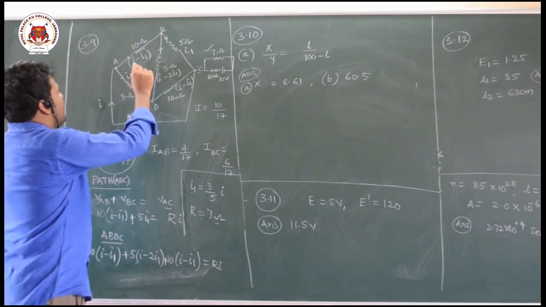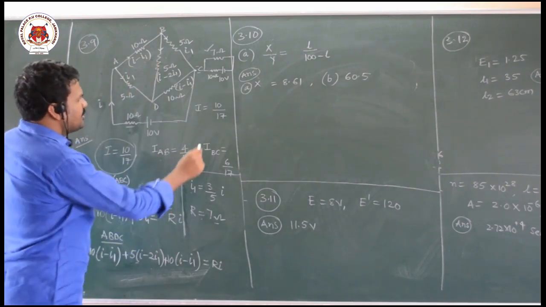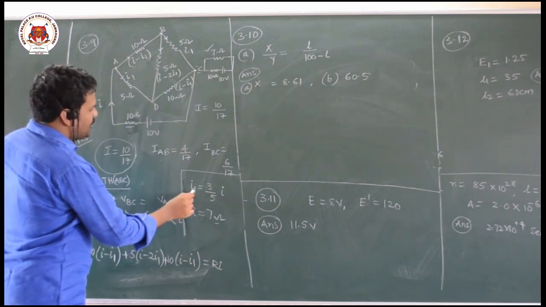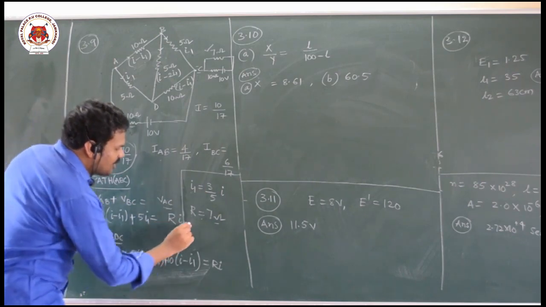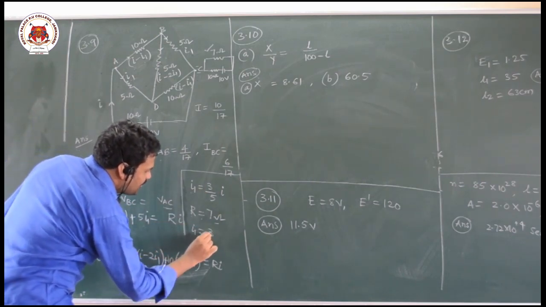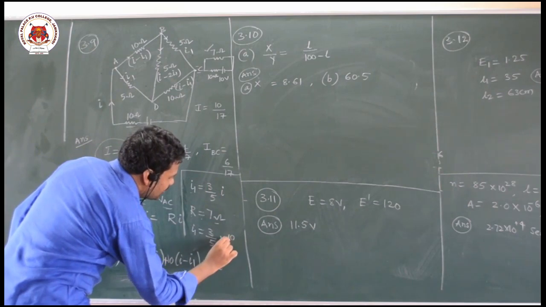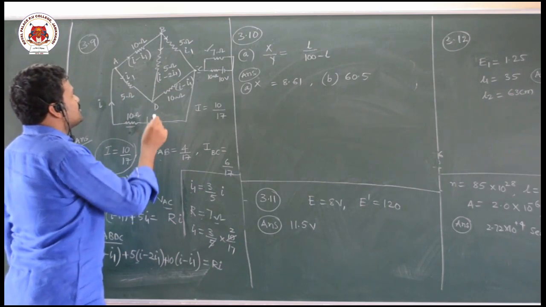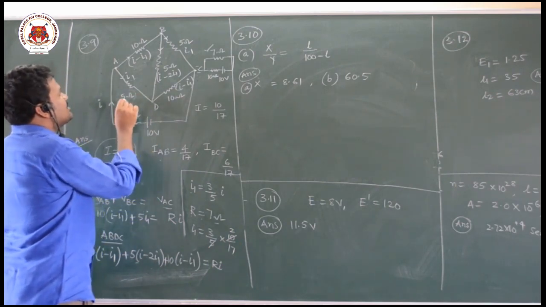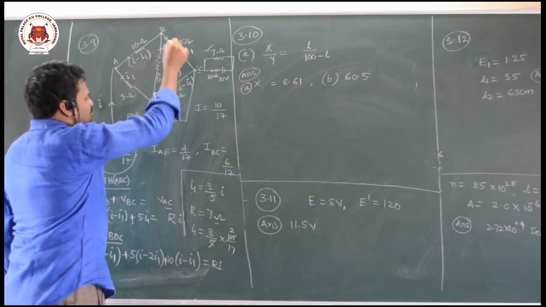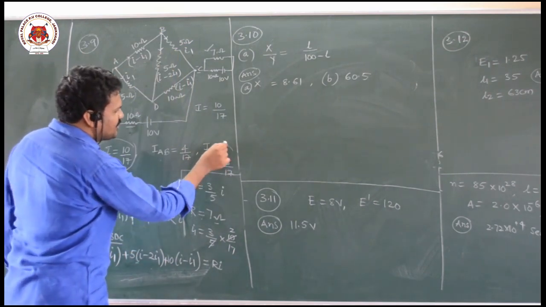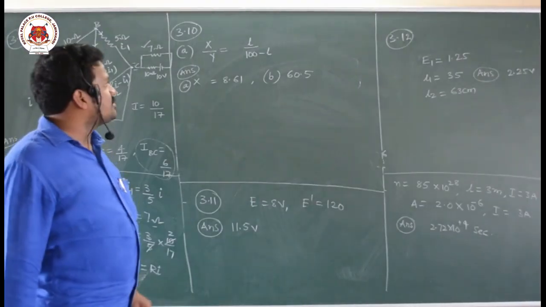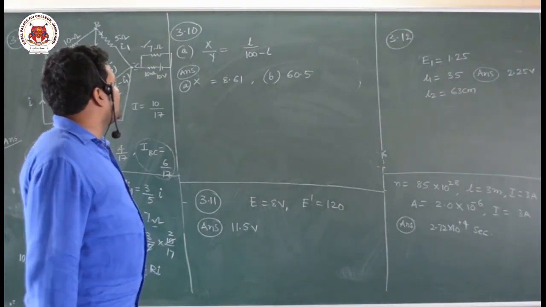Now this current you know is I minus I1. I you got as 10 by 17, so 10 by 17 minus I1, how much will you get? I1 you will get as 3 by 5 into I. So I1 is equal to 3 by 5 into 10 by 17, which is 6 by 17. So this current is 6 by 17. If this current is 6 by 17, this also is 6 by 17. So the current across BC, as given in your textbook, is 6 by 17. Once this is done, next let us see problem number 3.10.